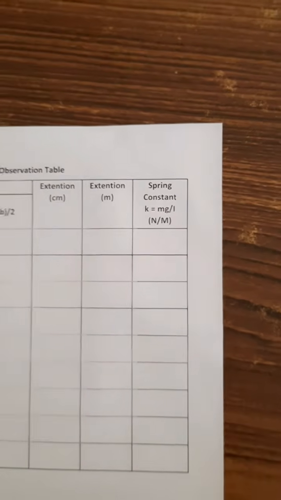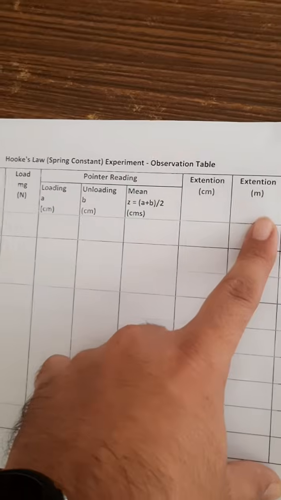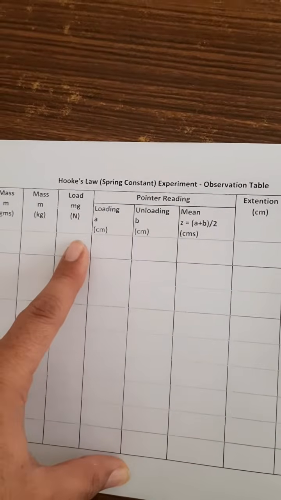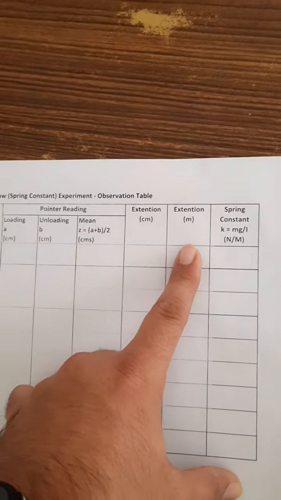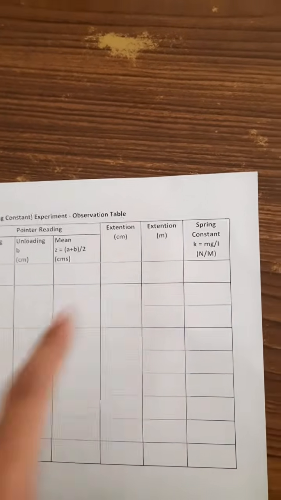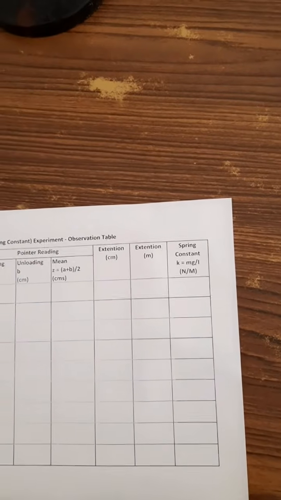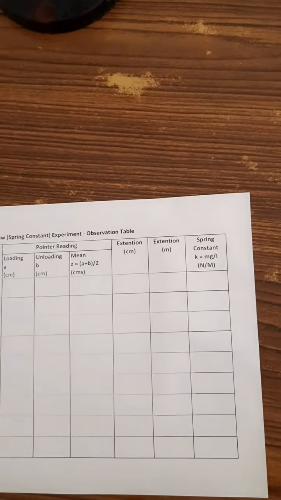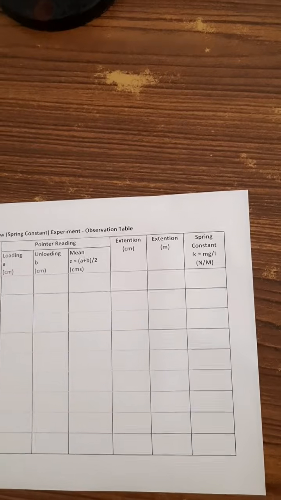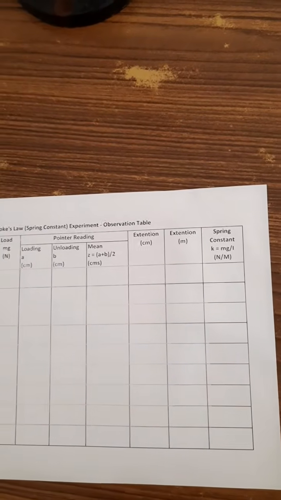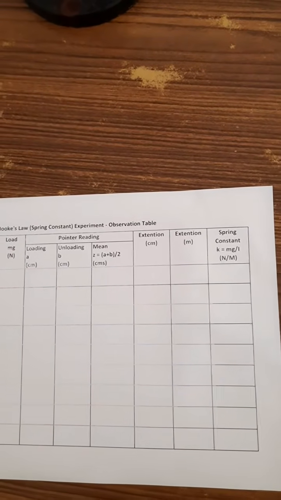We can also plot a graph between load and extension, taking load on x-axis and extension on y-axis. It is found to be a straight line. The slope of the graph would give us the value of spring constant in newton per meter. Thus, by calculation from the graph as well as the formula, we would get the spring constant of this given spring.